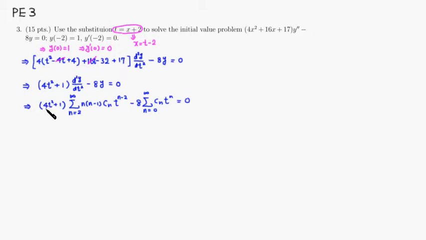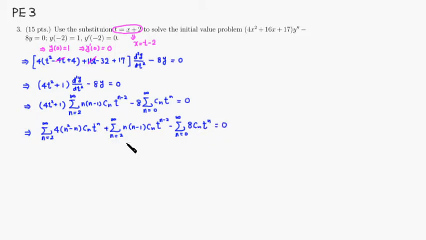Alright, so let's multiply out. So 4t squared times that is going to give you a summation, still going from n equals 2 to infinity, and you have a 4, and I'm going to just go ahead and multiply this out. So you have n squared minus n, and cn, then you have t to the nth power. And 1 times that, so it's going to be plus summation n goes from 2 to infinity, n times n minus 1 times cn times t to the n minus 2. Then minus, I'm going to just put the 8 inside, so it's a summation, n goes from 0 to infinity, 8cn t to the n. This is equal to 0.